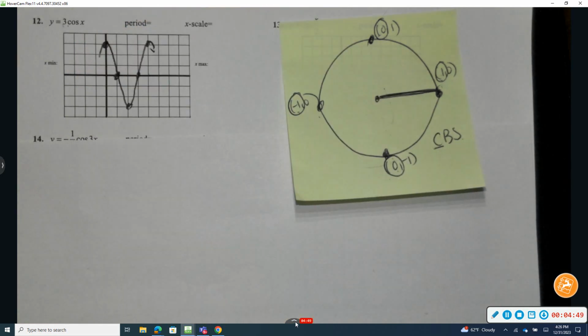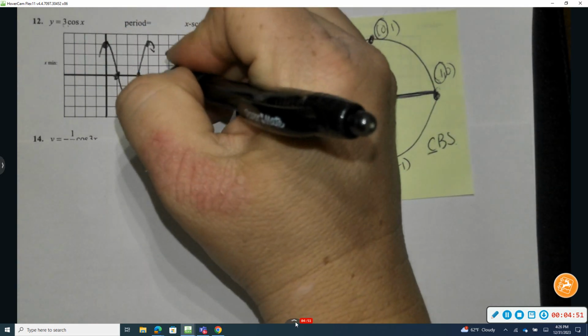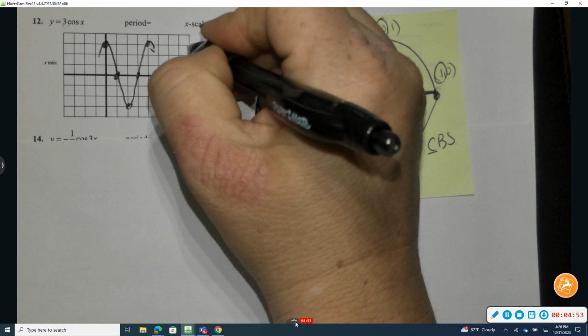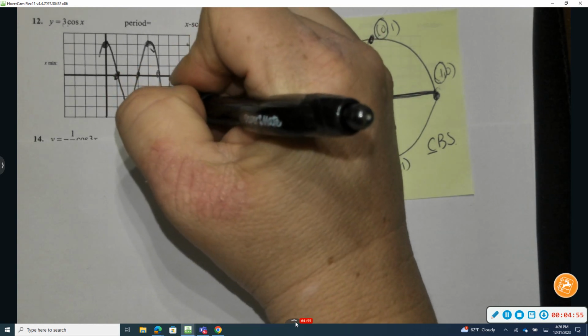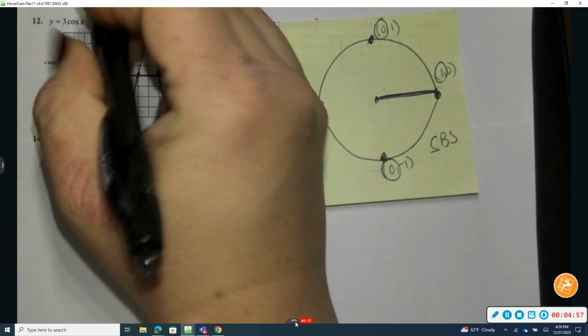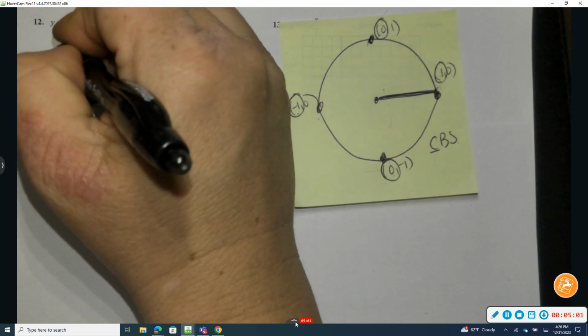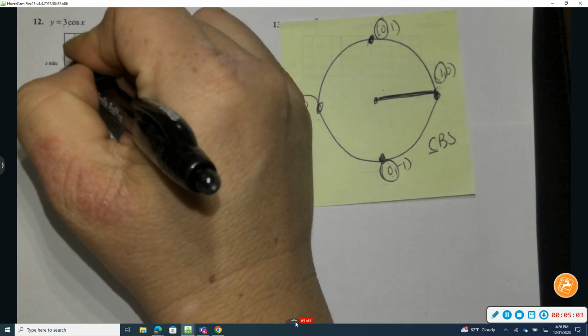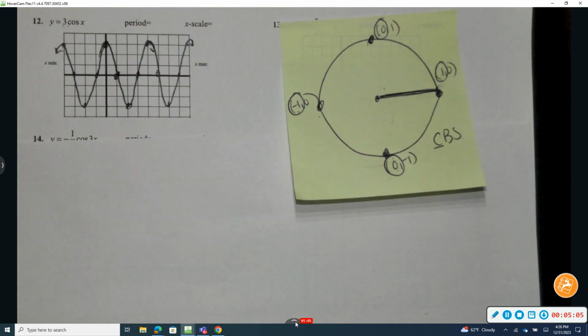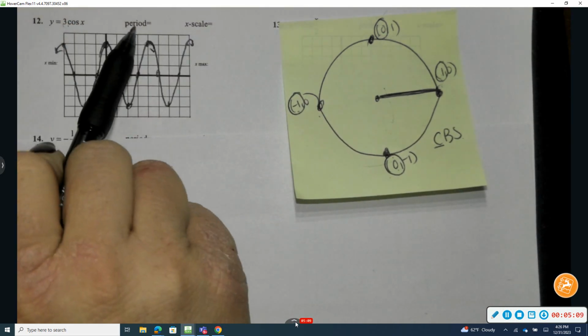This is 1 cycle. Now we're going to continue. So I'm going to go down, down, back, and up. Hill, valley, hill. It's important to make these dots to try to sketch an accurate function. Now let's figure out what the length of the period is.